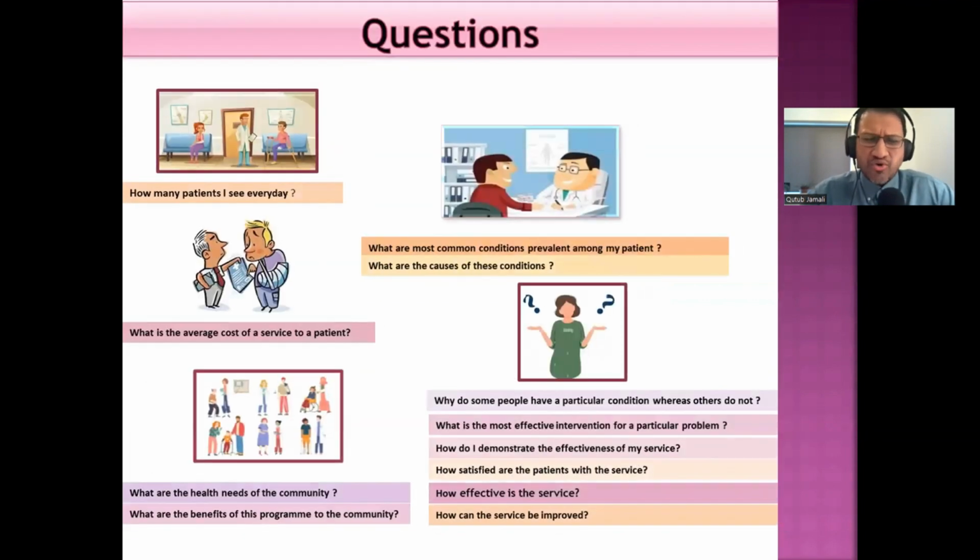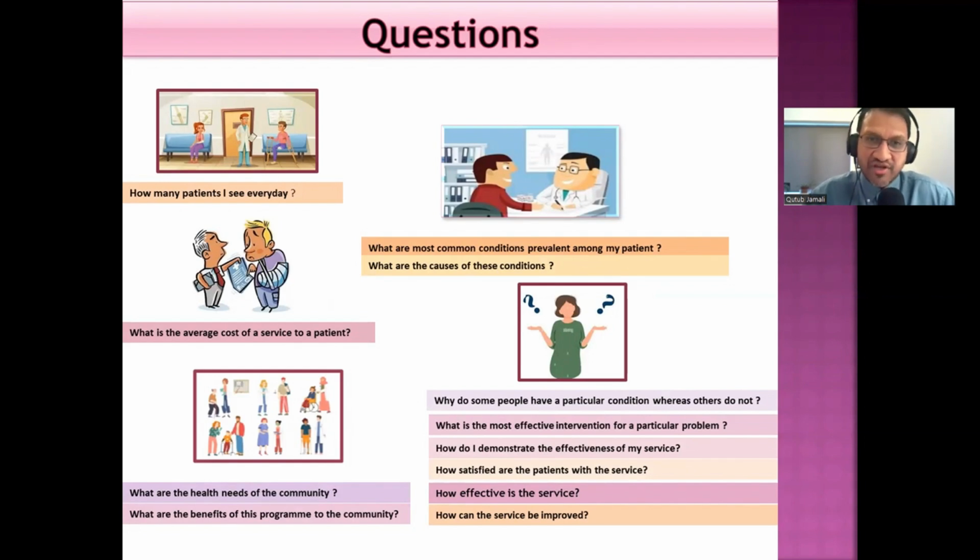So what are those questions which always come to our mind? Let's take examples which are on the slide. How many patients do I see every day? Right, simple. How many patients? Now, why is this useful?